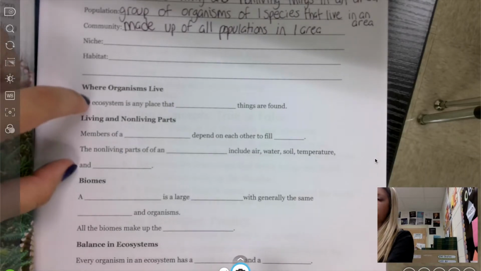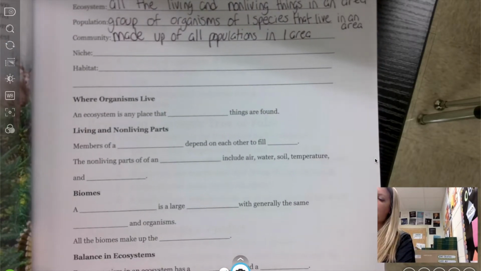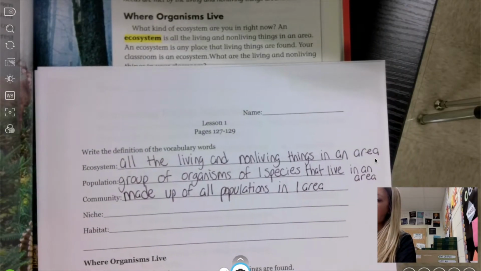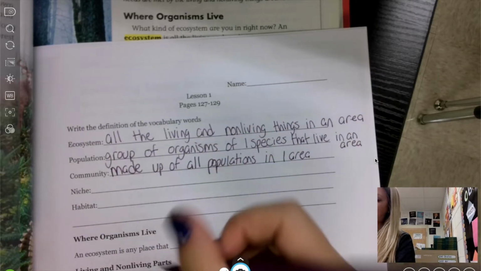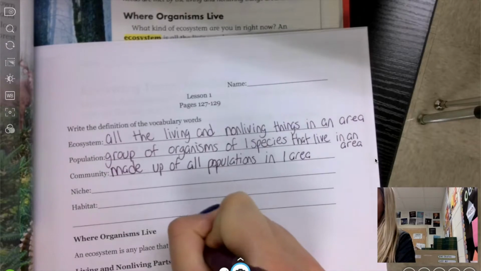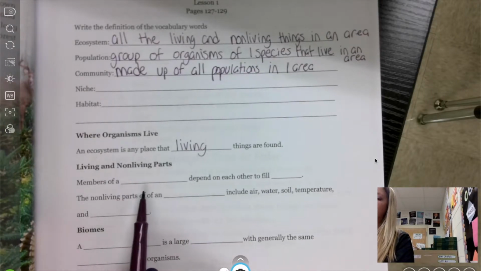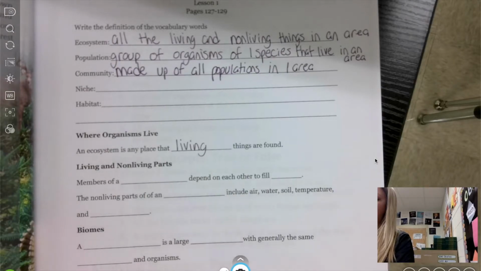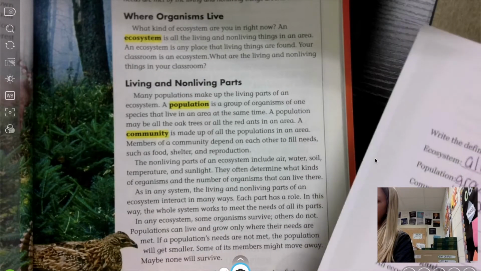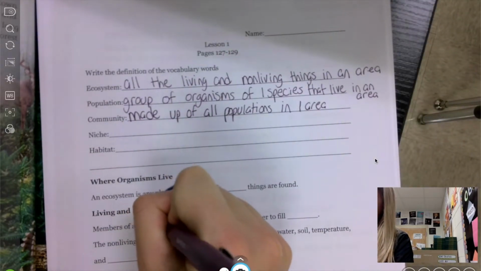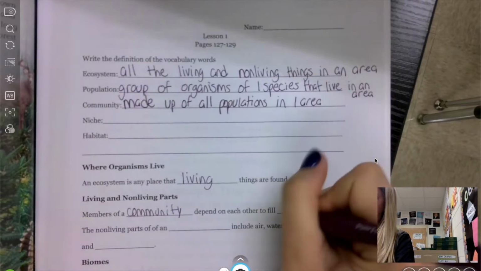So just looking at our notes, there are parts in these first two sections that we need to fill out. So an ecosystem is any place that living and non-living, or that living things are found. So there always has to be living things in order for it to be an ecosystem, but you're also going to find non-living things around there. Members of a community depend on each other to fill needs.